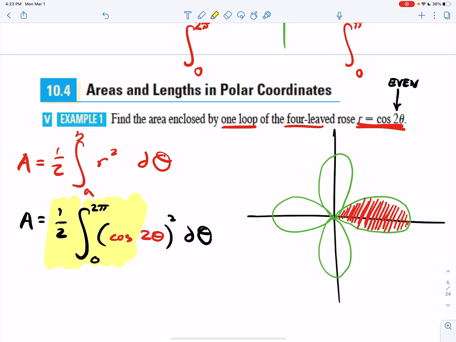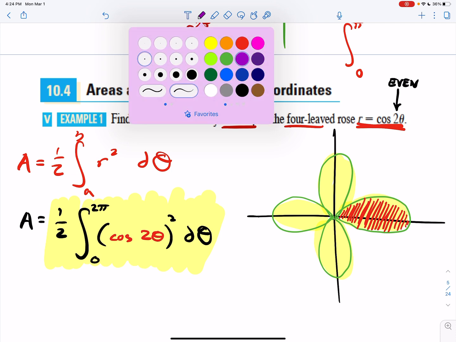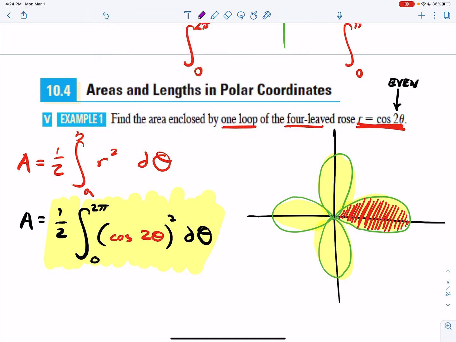But here's what I want to show you guys. This in yellow, and this is the key part here, all of that is calculating all of this yellow right here. Notice how it's covering everything, but they're really just asking for that red region. So naturally, how would you guys find just one petal? Press play when you're ready. So really what you're doing here is, if you only want to find one petal like they asked, then you would divide it by 4 because there are 4 petals.